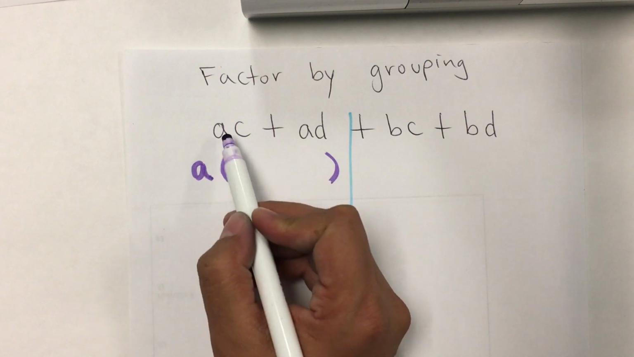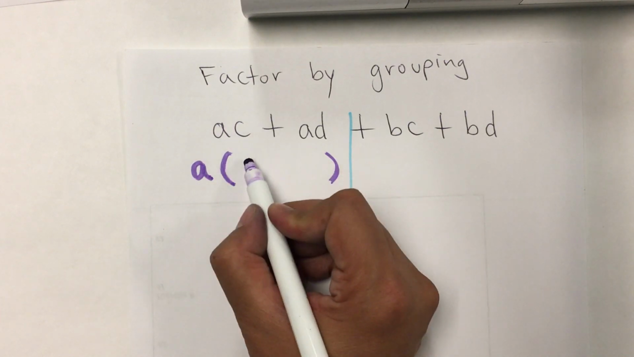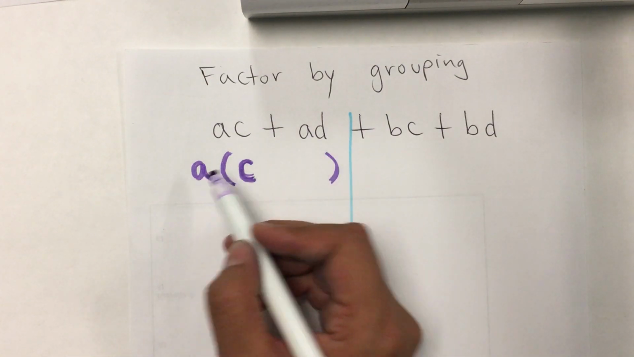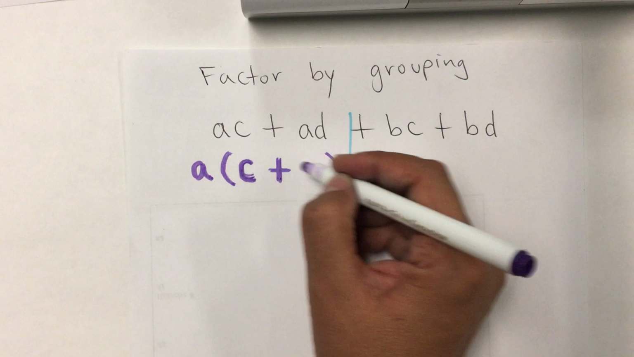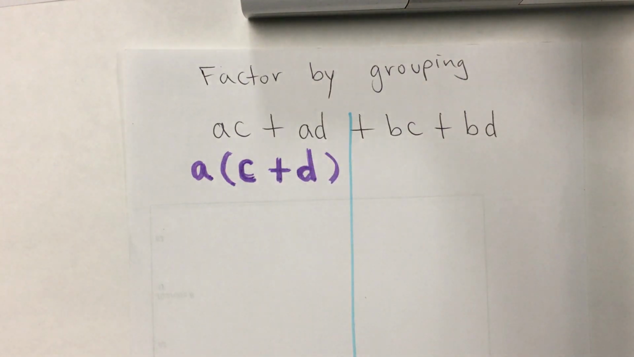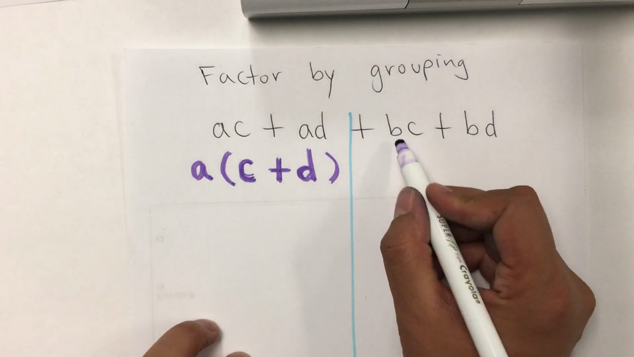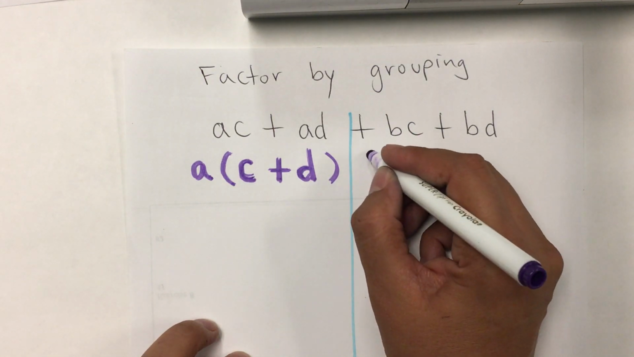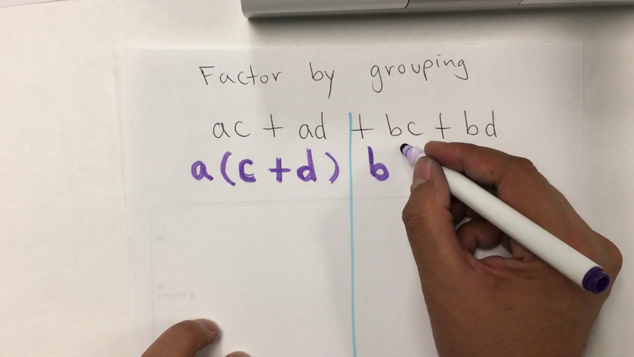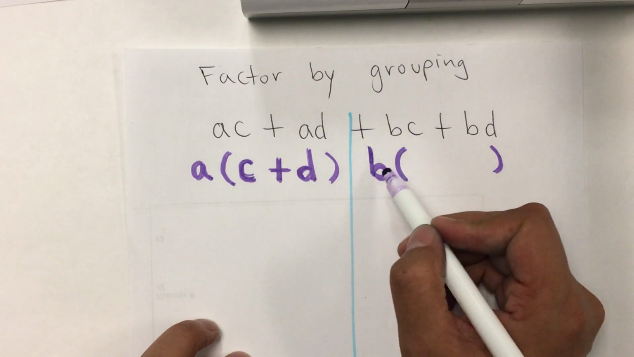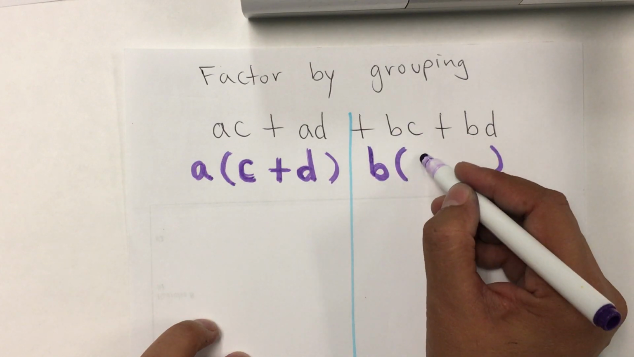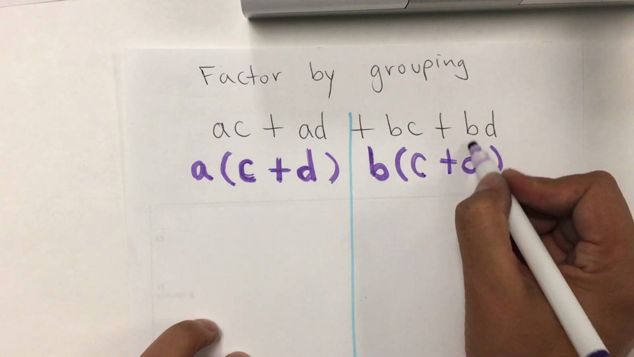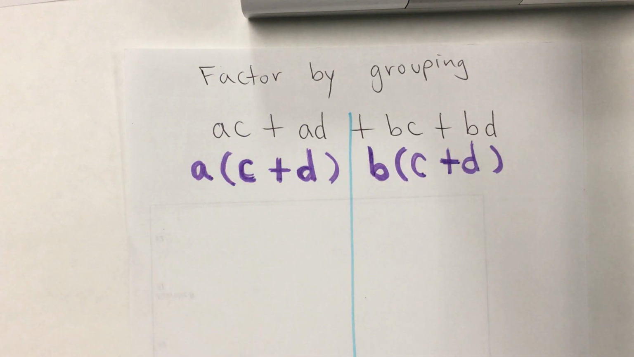AC divided by A, well, A cancels and all you have is C. For the other one, AD divided by A, cancel the A, and you only have D. On the other side, we look for the greatest common factor and both have B, so that's my greatest common factor. And we start dividing. BC divided by B, B cancels and all you have is C. BD divided by B is D, because the B canceled.